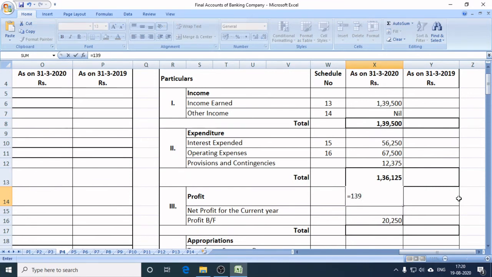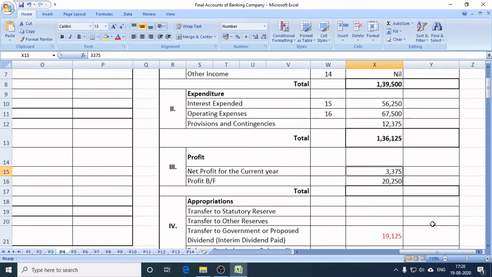So from the total we will deduct the total expenses of the bank, 1,36,125. So the profit of the current year is 3,375. And the total profit of this bank is 23,625. It means it is the lifetime profit of this bank, 23,625.